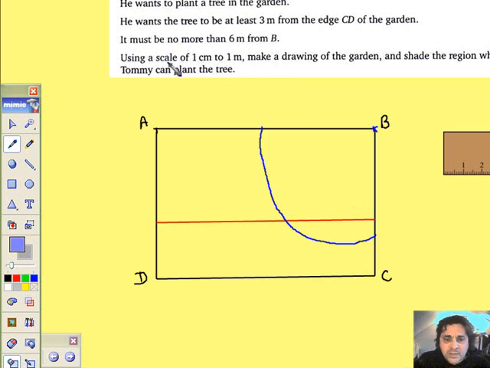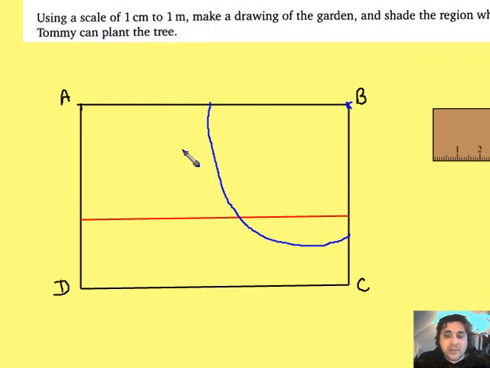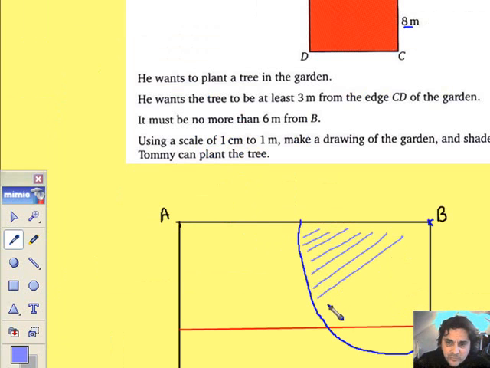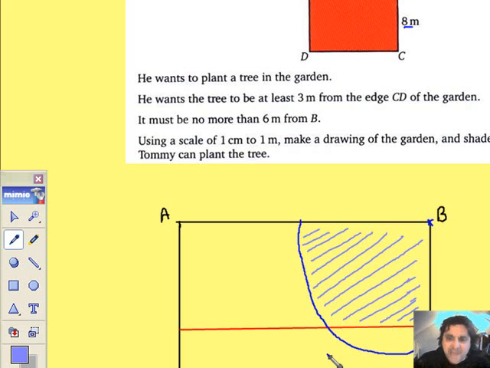Therefore, using my scale 1 to 1, 1 centimetre to 1 metre, I've done it. Shade the region where Tommy can plant his tree. Well, Tom, you can plant your tree, my son, anywhere in this region here. You're within the blue boundary and you're beyond the red boundaries. Your tree can be anywhere there, and that is a really, really good locus question.